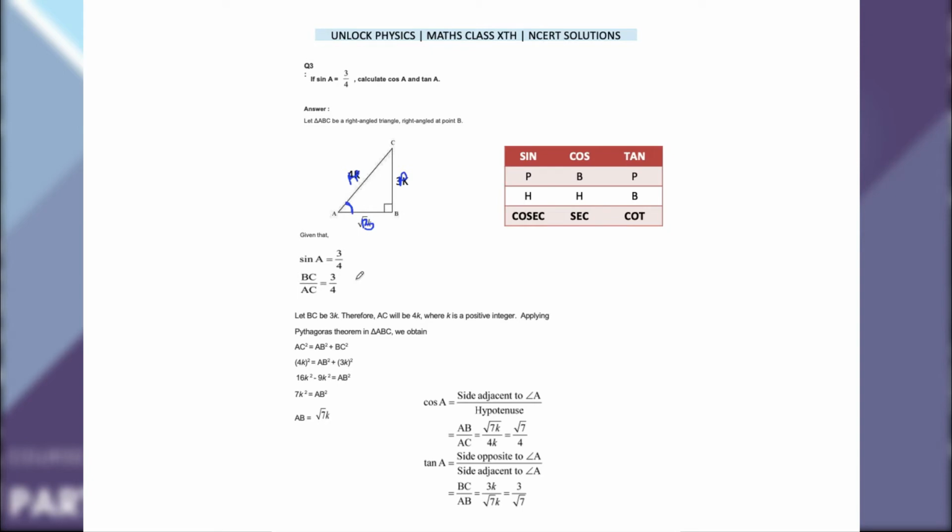So now we have to find cos A and tan A. Cos A would be based upon hypotenuse. So that would be root 7 by 4, because this is root 7, this is 4, and this is 3. So we have cos A as root 7 by 4, tan A as root 3 by root 7. Cos A is base upon hypotenuse and tan A is perpendicular upon base, and then we have these values.